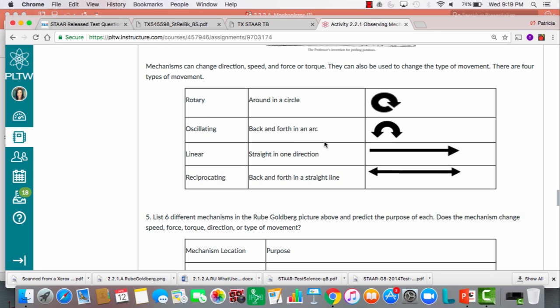So when you look at the type of movements, they are right here above you. There's rotary, which means it moves in a complete 360-degree circle. There's oscillating, where it goes back and forth in an arc in 180 degrees. There's linear, where you go straight in only one direction. And then there's reciprocating, where you do go in a straight line, but back and forth.